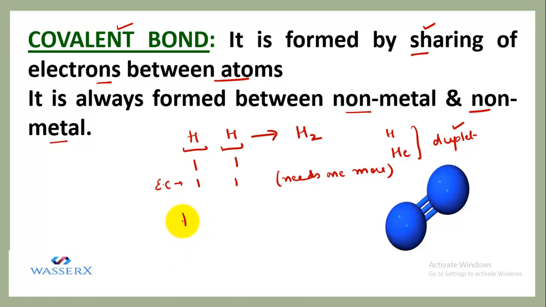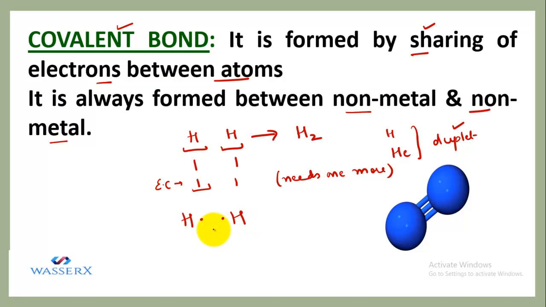So we'll write 2 hydrogens like this. We know that the electronic configuration is 1, so 1 electron is going to participate. I'm going to put this electron as a dot in the middle of these atoms. That means this is the valence electron for this hydrogen. Similarly, I can put the valence electron for this hydrogen as well.